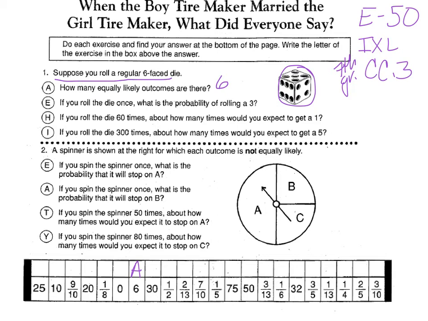Let's do letter H. If I roll the die 60 times, how many times could I expect to get a 1? Well, I know that there's one 1 on a die, so 1 out of 6 times 60. And then I can complete that math. That would be 1/6 times 60 over 1, which equals 60 over 6. And 60 divided by 6 is 10. So I would expect to get the 1 10 times. So down here at the bottom, I find the 10, and I put the H above it.